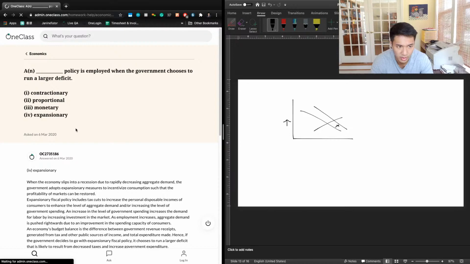The next question says, a blanket policy is employed when the government chooses to run a larger deficit. 1 says contractionary, 2 says proportional, 3 says monetary, and 4 says expansionary. Which one of these is going to be the correct answer? And so the correct answer here is going to be expansionary.